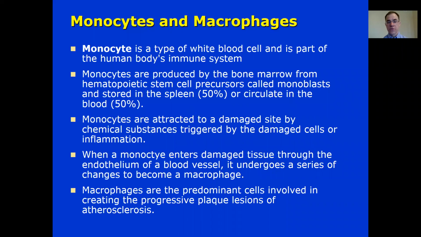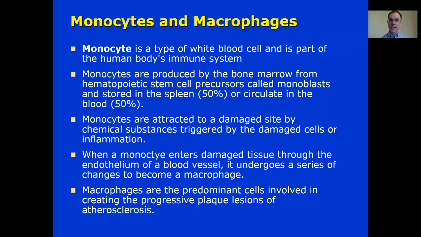A couple terms you should be familiar with is monocyte. Again, a monocyte is a type of white blood cell and is part of the human body's immune system. Monocytes are produced by the bone marrow from special stem cells called hematopoietic stem cells, which we're going to talk about in just a little bit. Monocytes are stored in the spleen, and about half of them circulate in the blood. The idea is that monocytes are attracted to damaged sites. Whenever you cut yourself or there's injury in the body, monocytes are triggered from the immune system to go and help heal that area.